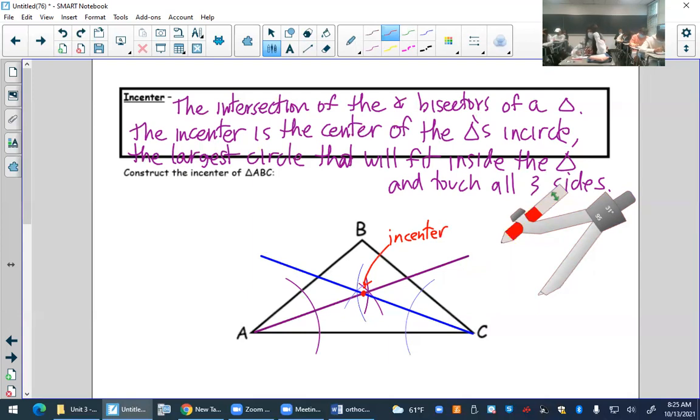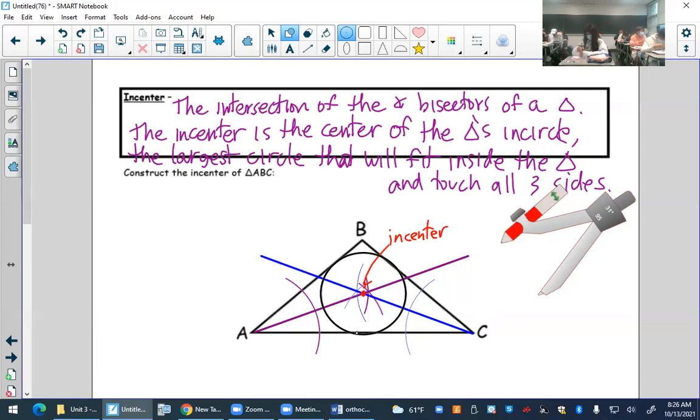Now, this part here is not part of the construction. You do not have to do this. Okay. You see that? That's the incircle. The incircle is the largest circle that will touch all three sides. The incenter is equally distant from the three sides of the triangle.